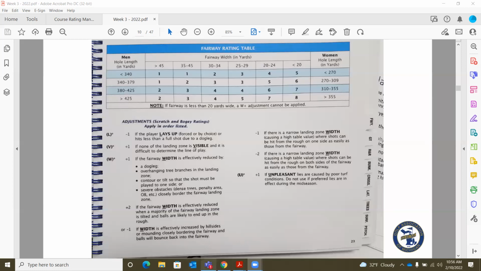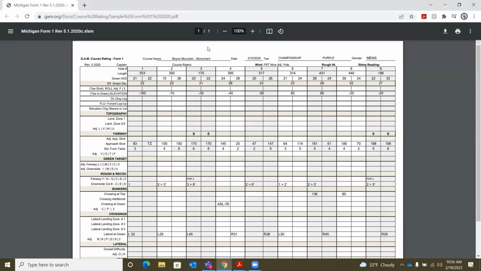All right. So let's go to Form 1. Again, we'll just do one or two of these, just so you can see what they look like. You might have a hole where you have your fairway width of 26, and you've got a W plus adjustment. So here we'll just do this one. We're going to start with, again, the hole length. So that's 395. And then we've got 26 and then a W plus.